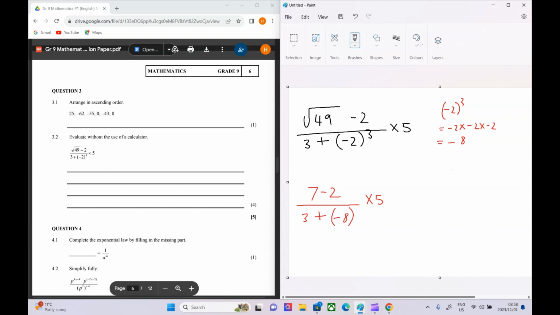Let's work on what's happening at the top now. 7 minus 2 is 5 at the top. At the bottom, 3 plus minus 8: that plus and minus becomes a minus, so 3 minus 8 gives us minus 5. And then we still have that times 5. Getting even simpler. What I would then do is go to this fraction: 5 divided by minus 5 gives us minus 1, and then times 5. Minus 1 times 5 gives us minus 5.